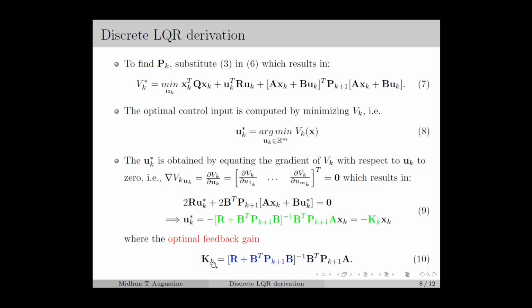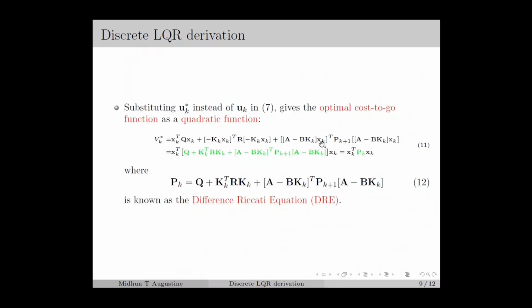Here, in order to find the feedback gain K_k, we need to know the Riccati matrix P_{k+1}. Now, in order to find an expression for the Riccati matrix, we can substitute the optimal control input u_k star in the equation for V_k star. So here we replace u_k with minus K_k times x_k, and this gives V_k star as in equation number 11. Now this term can be simplified as in here. It gives V_k star as a quadratic function of x_k. This term in green color, we replace it with P_k, which gives P_k as in equation number 12. And this equation is known as the difference Riccati equation or DRE.